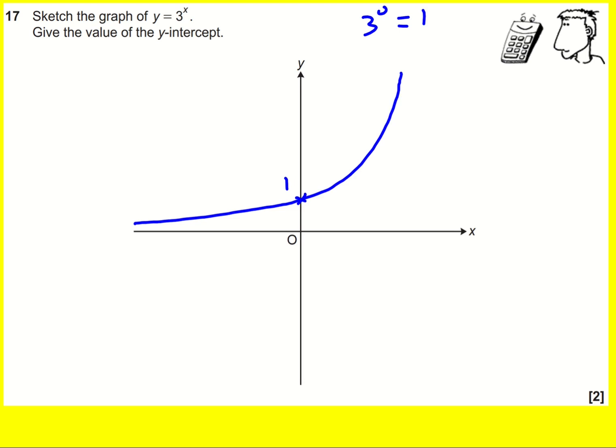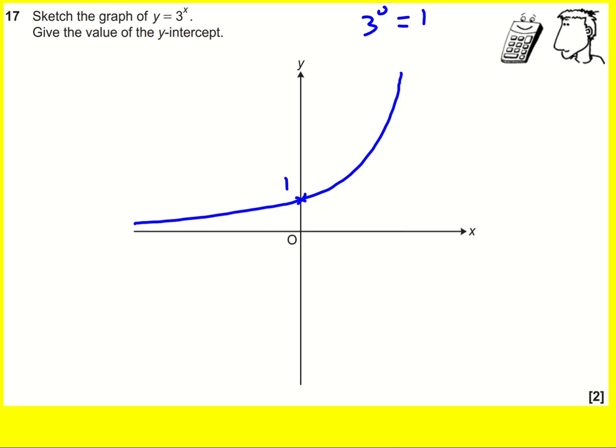Now, just for info, 4 to the x would look like that, and 2 to the x. If you had 3 to the minus x, that's when they look a little bit different, and actually it's kind of a reflection. It looks a bit like that instead, just for info.